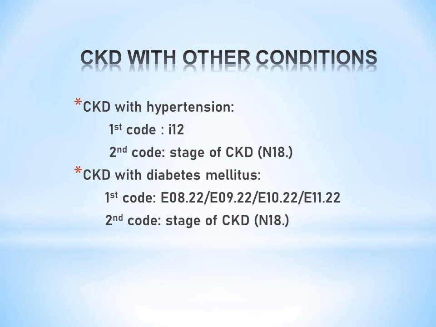If it is type 2 diabetes with CKD, then the code will be E11.22. If it is diabetes due to an underlying condition, then the code will be E08.22. If the diabetes mellitus is the adverse effect of a drug, then the code will be E09.22. So the first code depends on what type of diabetes it is. And the second code is the stage of CKD. Okay.